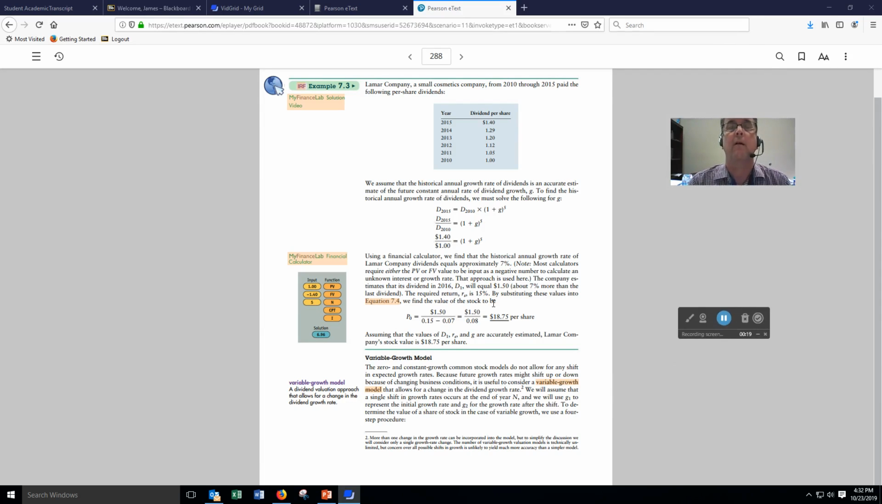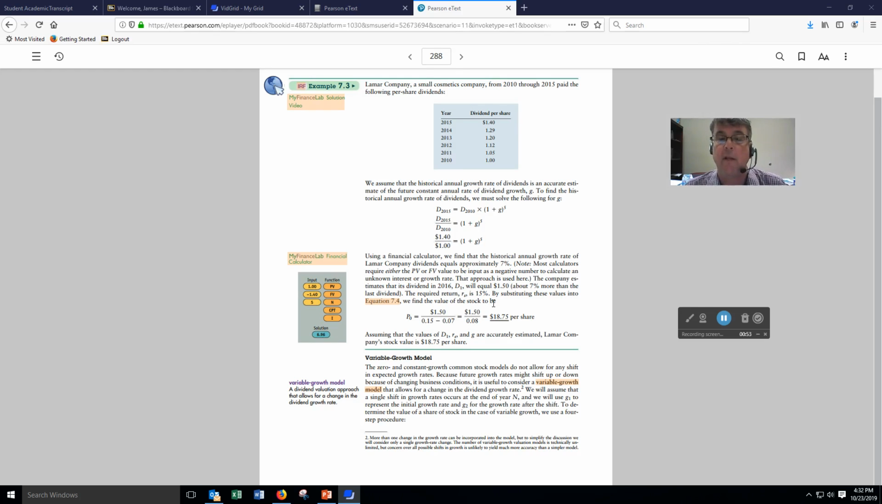Now here we're looking at the textbook, and you can see that the variable growth model is a dividend valuation approach that allows for a change in the growth of the dividend rate. We've already looked at the zero and constant growth common stock models, and they don't allow for a change in the growth rate. Because future growth rates might shift up or down because of changing business conditions, it's useful to consider a variable growth model that allows for a change in the dividend growth rate.